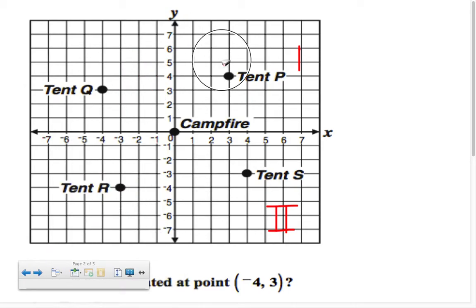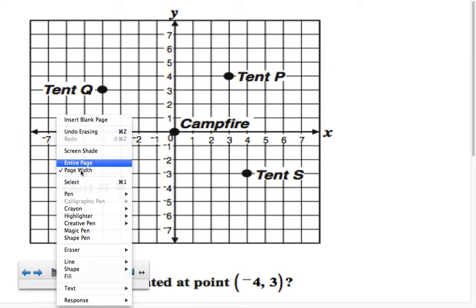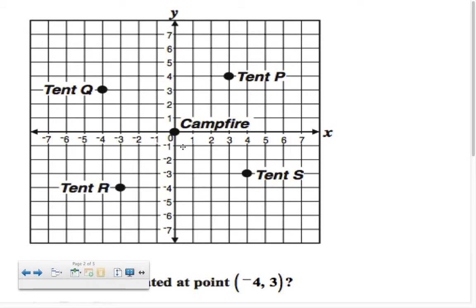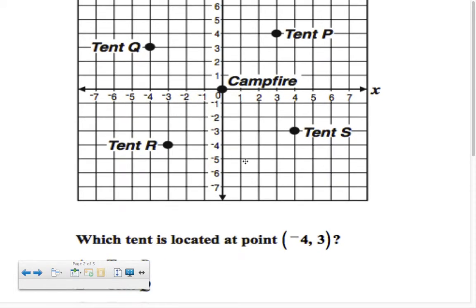Let's erase these real quick, and let's play around with this graph here. You see that we have a campfire in the middle. That campfire represents 0. And then we have other tents. It's like a map almost. And the question they're going to ask you is, which tent is located at point -4, 3? Now, things we've learned about grids and ordered pairs are still true. There's just more places to go, that's all.